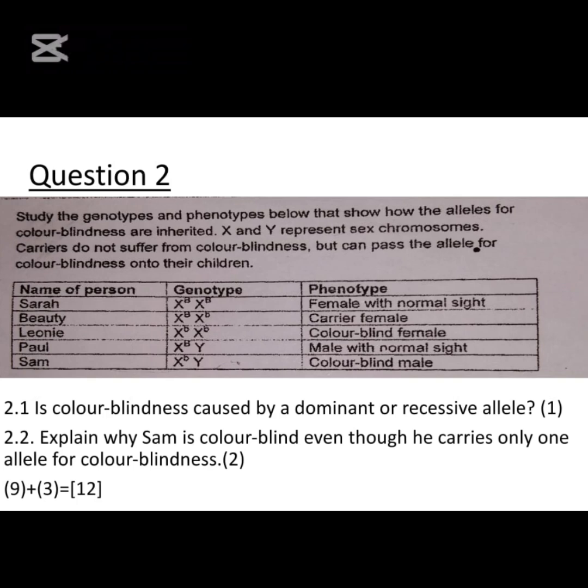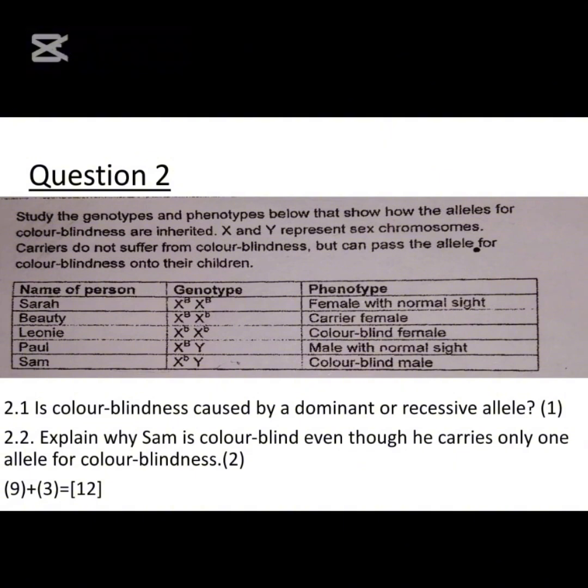Under Leonie we have Paul. Genotype of Paul is X capital letter B and a Y. Y carries no allele for the disorder. Phenotype of Paul is male with normal sight. Under Paul we have Sam. Genotype of Sam is X small letter b and a Y. Phenotype of Sam is colorblind male.